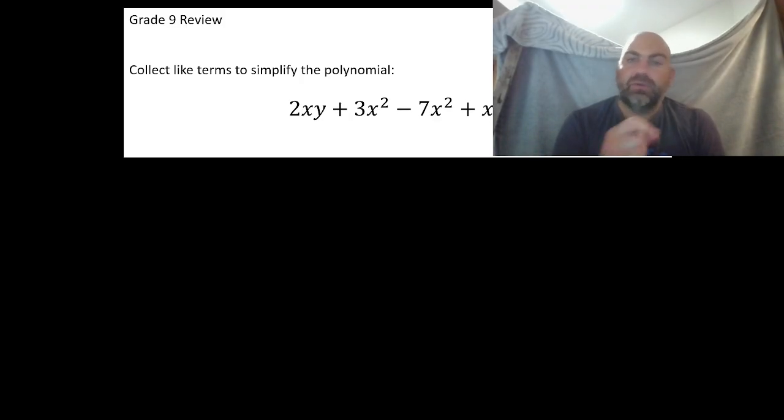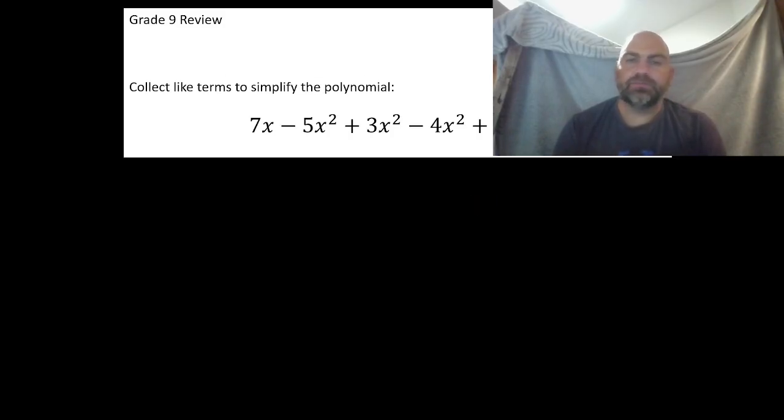We also have 3x squareds, and we have negative 7x squareds, which is going to be negative 4x squareds. The variable combination is not going to change. It's just the coefficient that is going to change. We need to combine them together into like terms. Here's another one. Okay, a little bit more to it. We have x squareds, x's, and we have a constant in there as well. Pause it for a minute. See how you do.